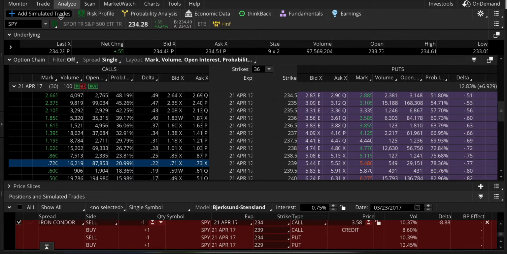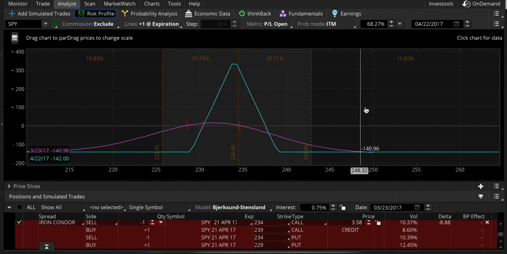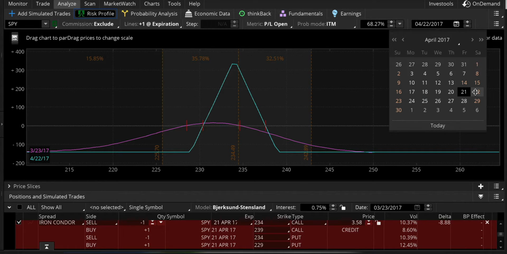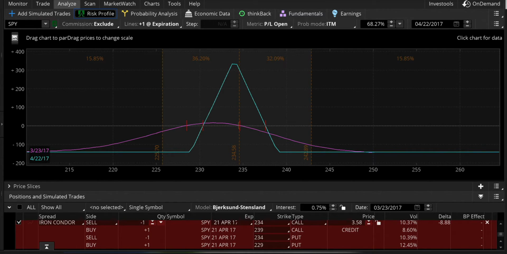Okay, so I'm going to go to the risk profile. It's already set to the expiration date, but if it's not, then I would go here and pick the expiration date. All right. Now what it's showing you here is the one standard deviation, that's 68%. So 68% chance on 422 that the price of SPY will be between here and here.